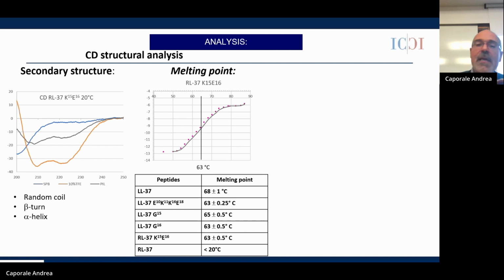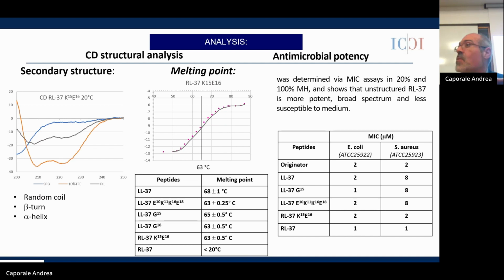You can see that RL-37 with K15 and E16 has a melting point around 60 degrees. That means that it is stable and that the stability is comparable to LL-37. Then we did an antimicrobial potency assay, determined via MIC in 20% and 100% Mueller-Hinton. We decided to use just 2 strains, the standard strain for Escherichia coli and the standard strain for Staphylococcus aureus, an example of gram-negative and gram-positive. And we found that RL-37 has a very broad spectrum, unlike LL-37. LL-37, I repeat, has an antimicrobial activity, but also an immunomodulatory activity. The substituted peptide is still broad spectrum against gram-positive and gram-negative.